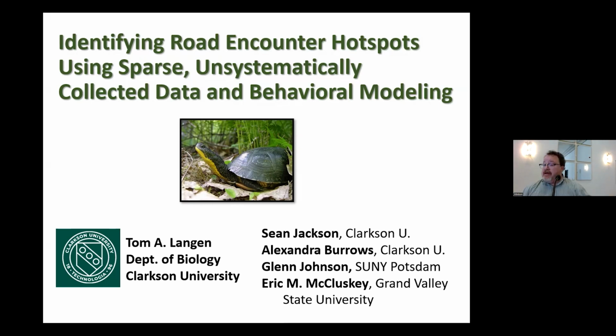Okay, so identifying road encounter hotspots. And I say road encounter because that can be roadkill, but it can be places where animals encounter the roads going somewhere and are deterred, using sparse, unsystematically collected data. And what I mean by that is the kind of opportunistic data that people collect when they're driving and they encounter an animal. Often it's particularly scarce or rare animals, like many of our herps, where we have databases like iNaturalist or Heritage Program or other things where people are reporting things, but the data is really very sparse, not very dense geographically, and full of biases in how it's collected.